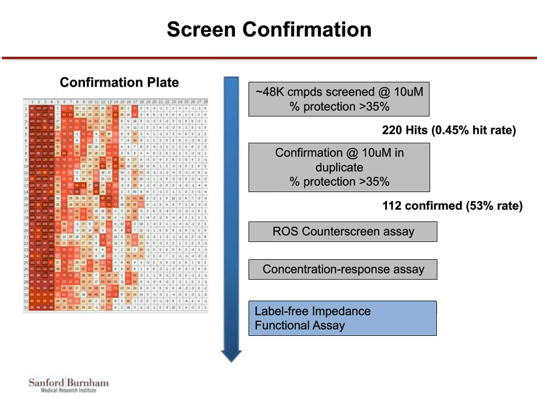around half of those confirmed, and the confirmation plate is shown here again with the red wells as the positive control, and you can see in duplicate how some of these compounds either confirmed or did not confirm. We're currently testing the compounds in a reactive oxygen species counter screen assay to show that they're not scavengers. And most of the scaffolds don't appear to look like they're scavengers, an important step in this assay.